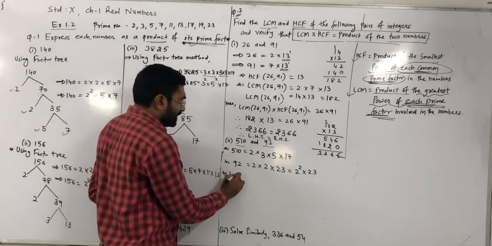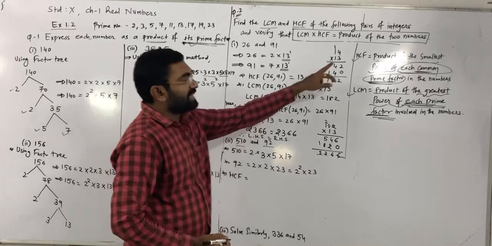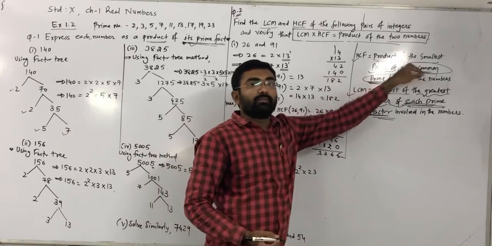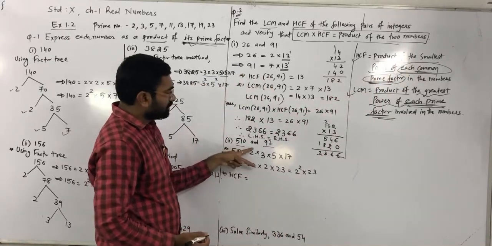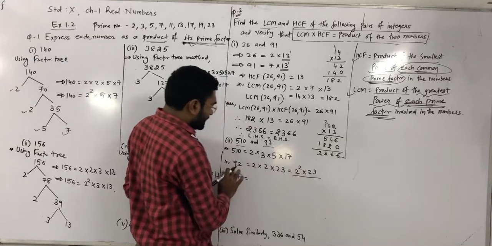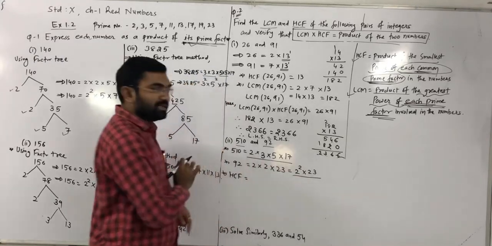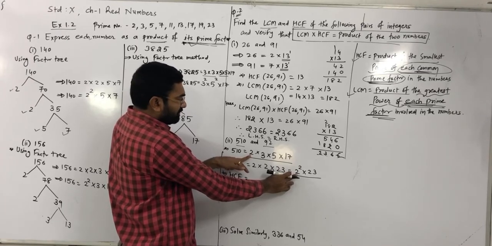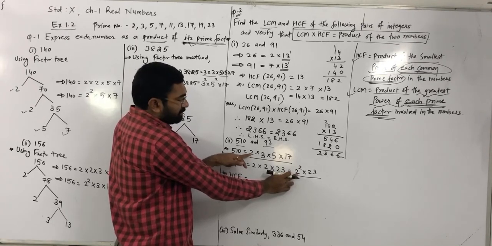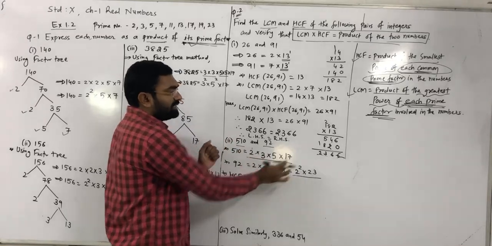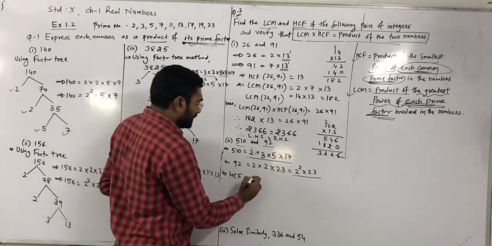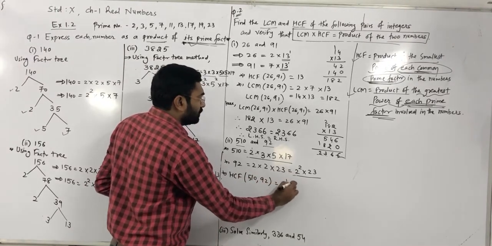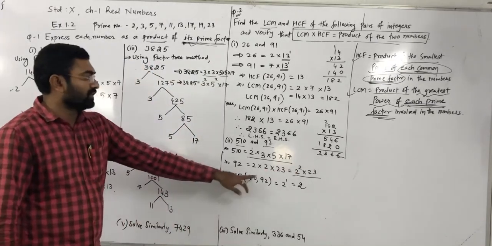Now its HCF we have to find out. That thing we already discussed. HCF means the product of the smallest power of the common prime factors. So we have to observe the common prime factors. These are the prime factors of 92, and these are the prime factors of 510. The common one is 2, which is a prime factor in both numbers. Its smallest power: here is 2 raised to 1 and here is 2 square. Right? So 2 raised to 1. HCF of 510 and 92 is 2 raised to 1, which means 2 is the HCF of these two given numbers.